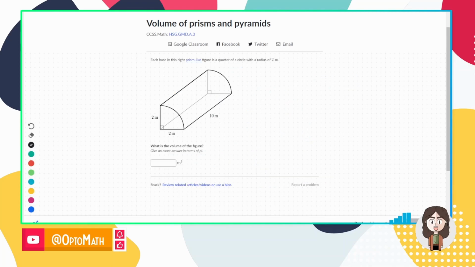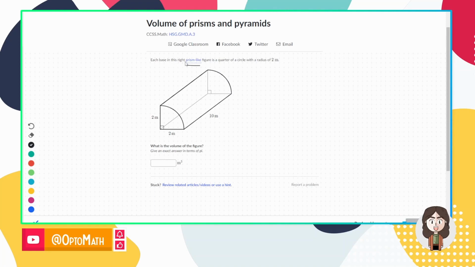Let's do one more problem. I like this one because it is prism-like, and it's not just a plain old cylinder, which is the most typical prism-like solid we see. It's actually a piece of a cylinder. So let's read this in its entirety.